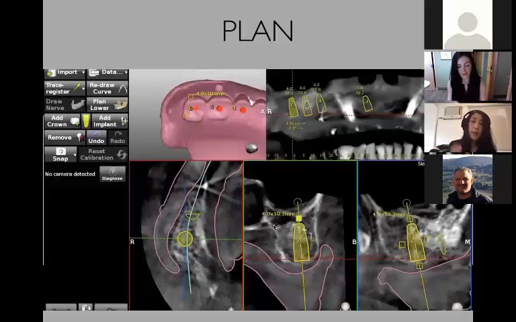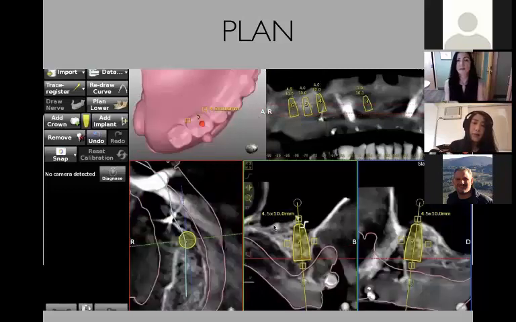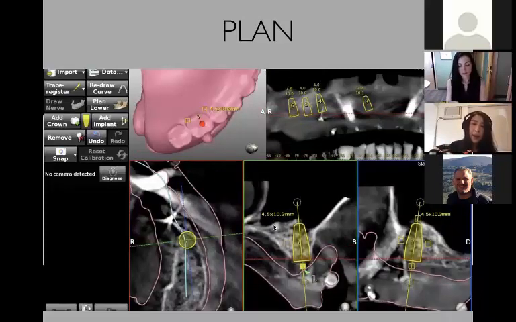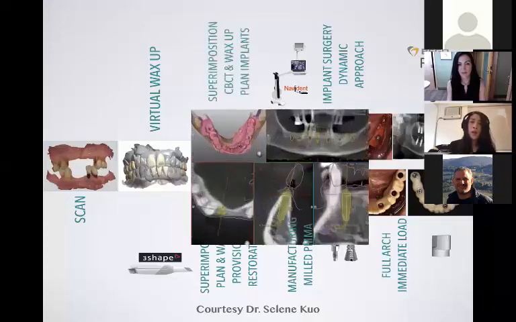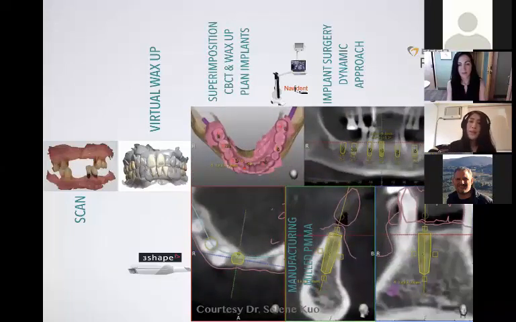Once you verify the accuracy of the overlapping of both images, you start to plan your implants: how many implants, and the position of the implants. So that's the part that I would like to share with you for the planning. Let's carry on to the actual plan.